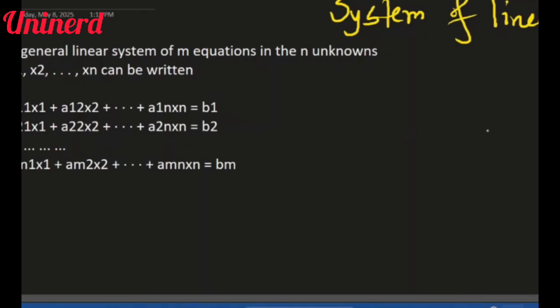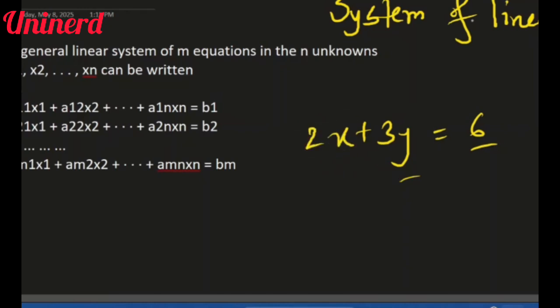A linear equation is an equation where each term is either a constant or the product of a constant and a variable. No exponents, no square roots, just simple addition, subtraction, and multiplication. For example, we have 2x plus 3y equals 6. Here 6 is a constant, x and y are variables, and each term is either a constant or the multiplication of a constant and a variable. We cannot have any squares, cubes, or square roots in a linear equation.